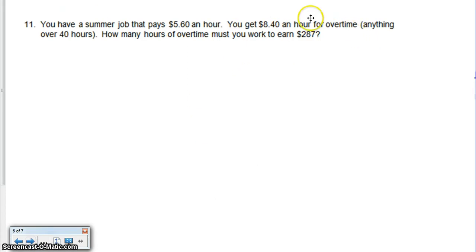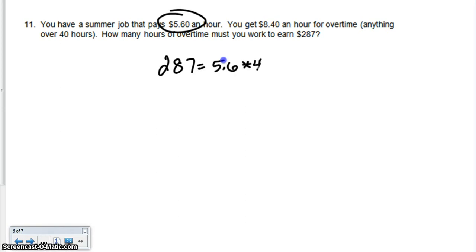Okay, summer job pays $5.60 an hour, and then $8.40 for all the overtime hours. How many overtime hours are you going to work if you want to earn $287? So total pay is $287, and the regular pay is $5.60. And if we're assuming that we're going to have to work overtime, that must mean that we ended up earning more than $40. So the $5.60 an hour is only paid for the first 40 hours. So we're going to have to figure out that number.